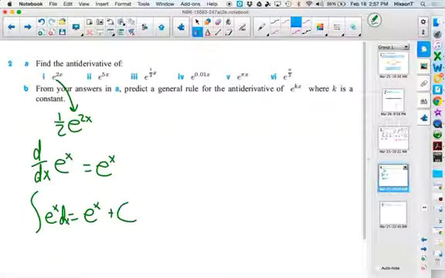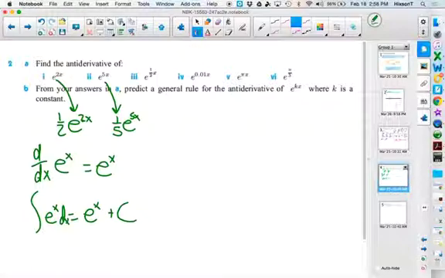If I were to take the derivative of this, I would get 1/2 times 2 times e to the 2x, right? Because of the chain rule, that 2 comes out. So I need the 1/2 here to cancel out the 2. So again, we're multiplying by the reciprocal. So is the next one 1/5 e to the 5x power?